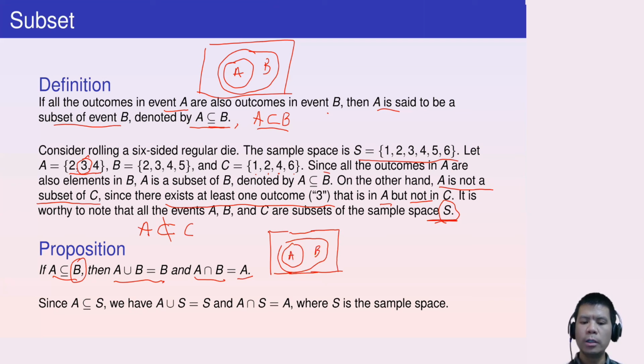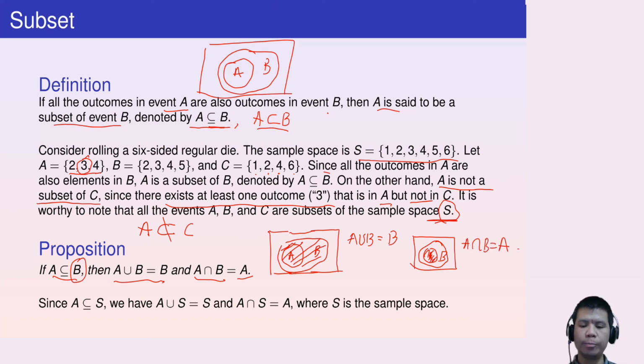So the union, either in A or B or both, is going to be everything in B. So that is B. Well, the intersection is going to be the common values. That's just A. So A intersect B is simply A. Okay. So that's what we have.